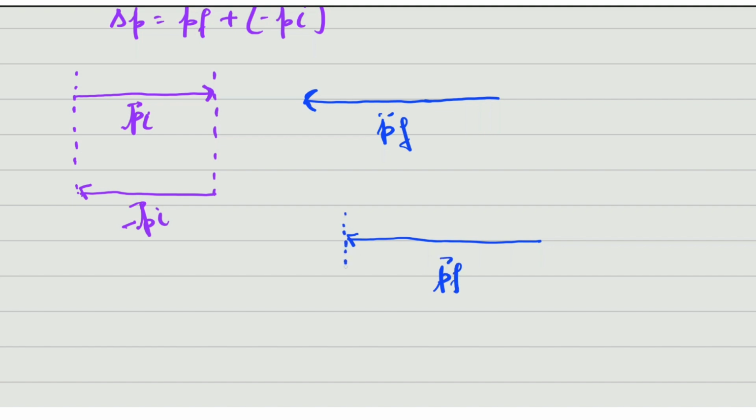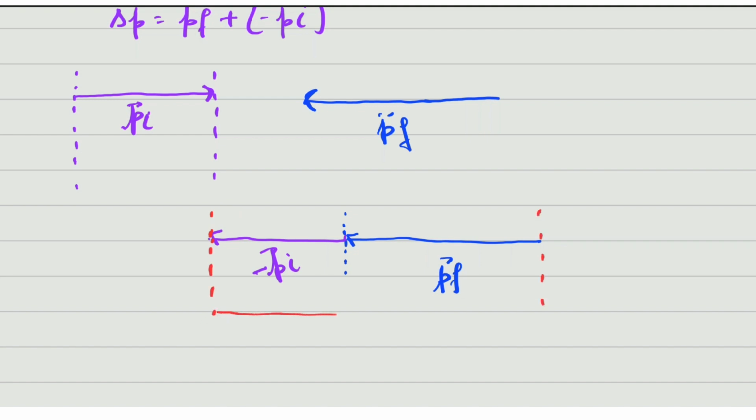Right on the head, we're going to write the minus initial momentum, which I am going to just take it from here. I'm going to just take it from here and move it there, like that will be the addition vector. And then we are looking for the change in momentum, which is going to be from the tail of the first one to the head of the last one. This one is the change in momentum.